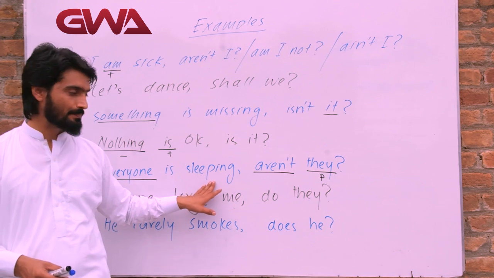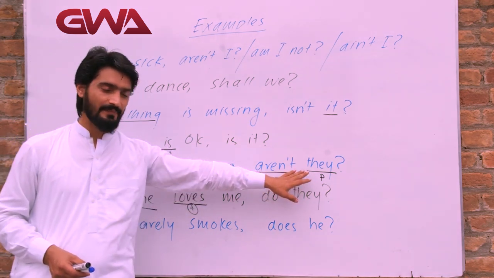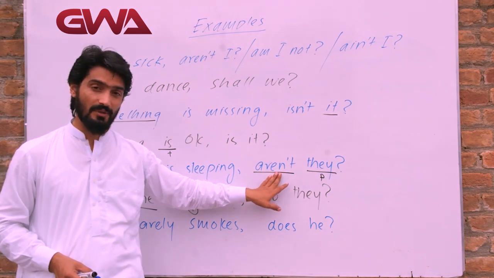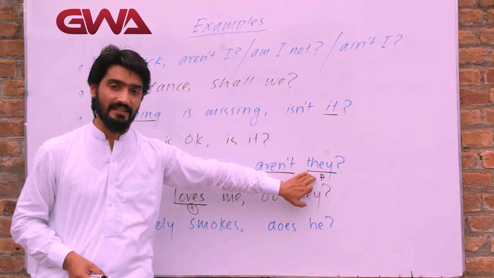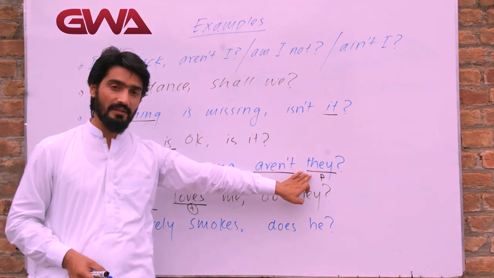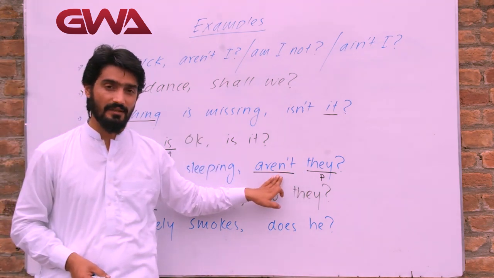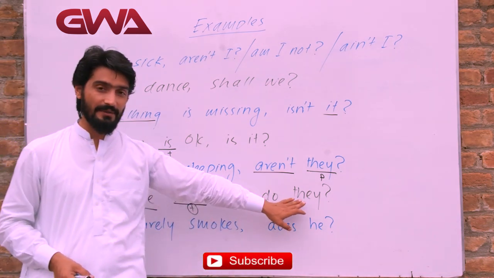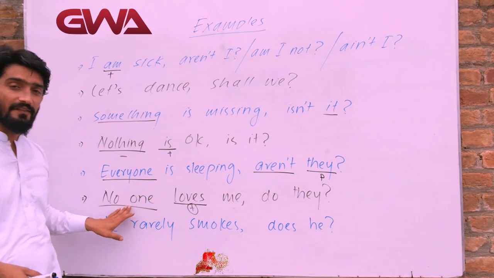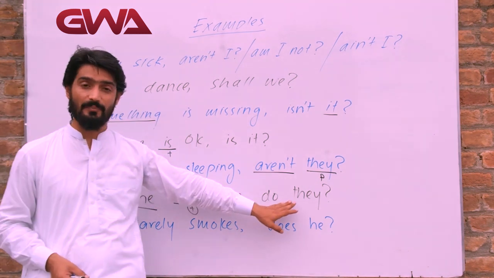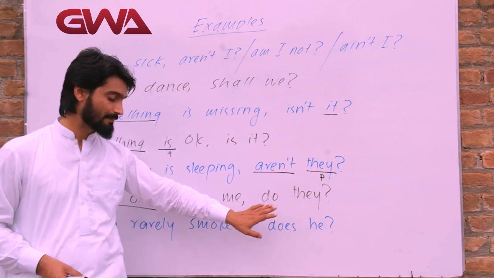Everyone is sleeping, aren't they? Now here we have a singular verb, while here we have a plural verb. Why? Because we have they for everyone, and they is plural. That's why we will have a plural auxiliary verb. No one loves me, do they? Now here we have the word no one, which is negative in nature. That's why we have a positive auxiliary.